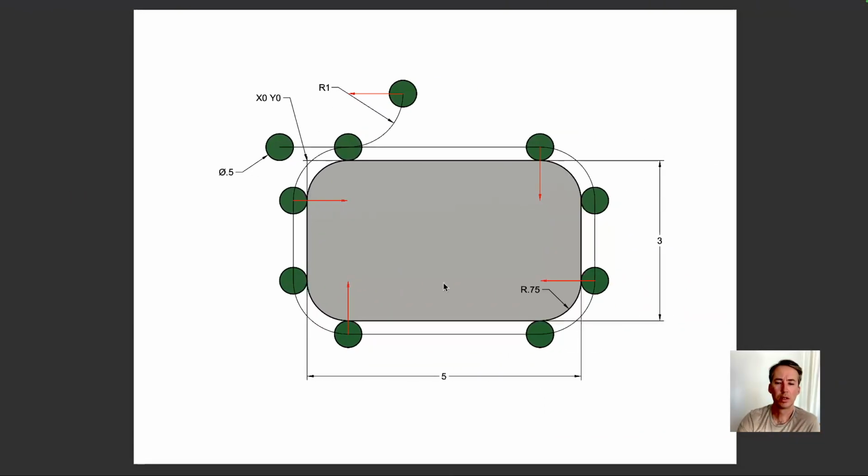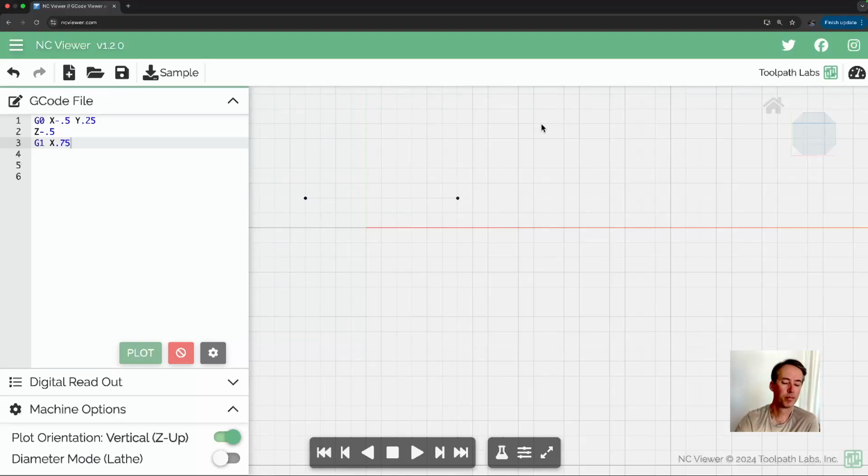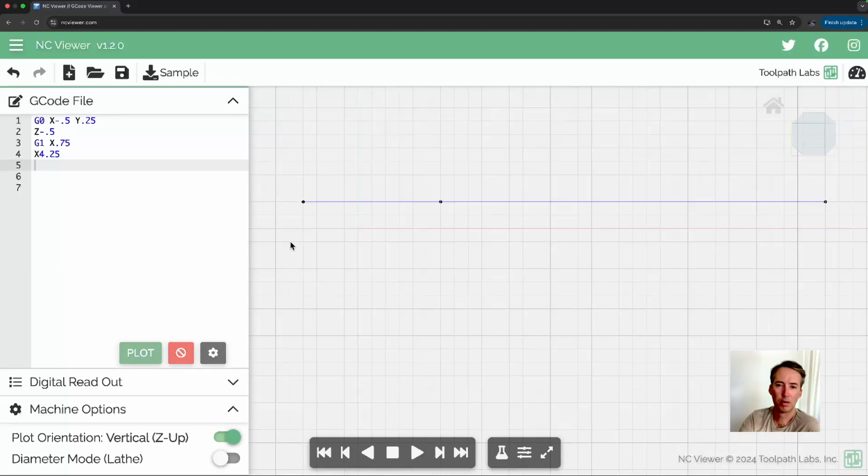Okay, so now we know that the entire length of this block is 5 inches. But we're moving to this point, which is 3/4 inch short of that 5 inch. So that's actually X 4.25. And the G1 is still active here, so it's still in G1.